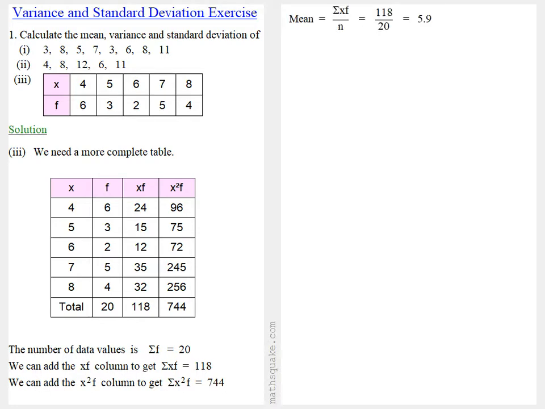So we've got the mean is sigma xf over n, which is 118 over 20, or 5.9. And that's our answer. The mean is 5.9.